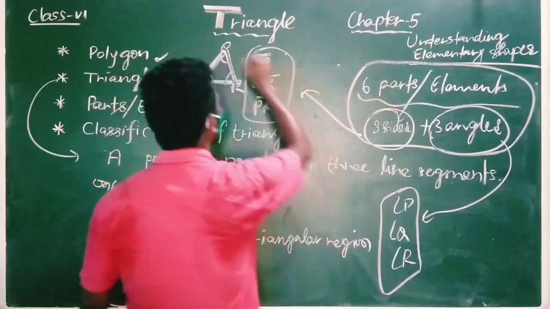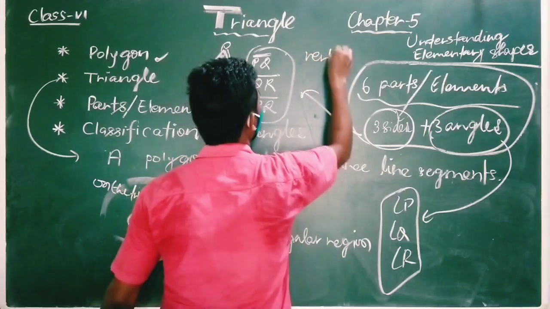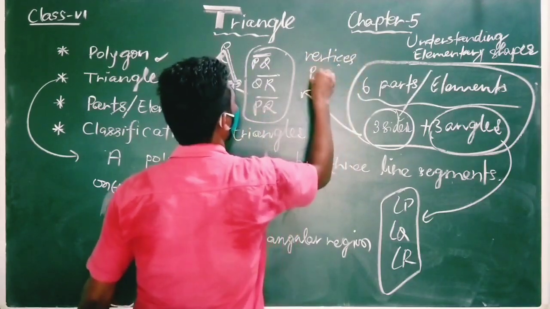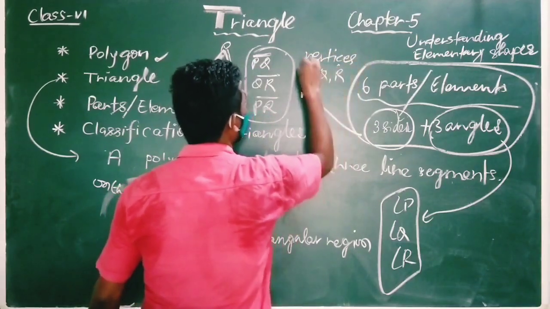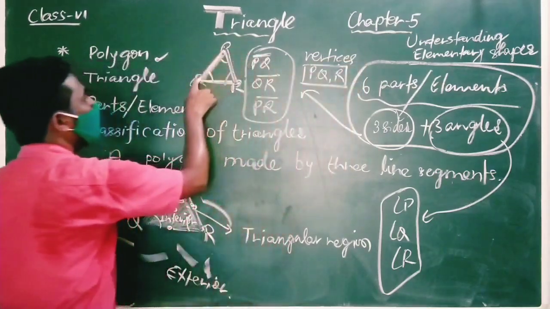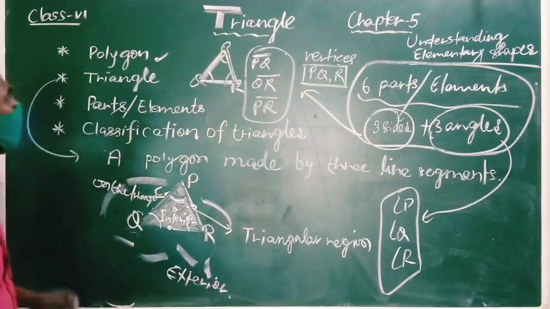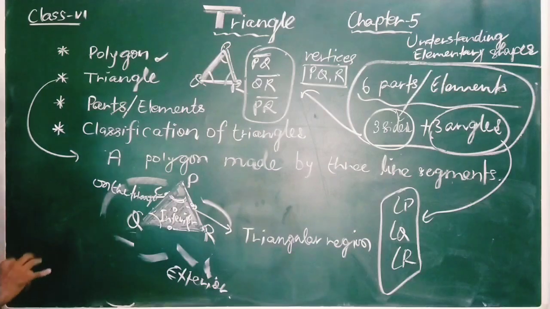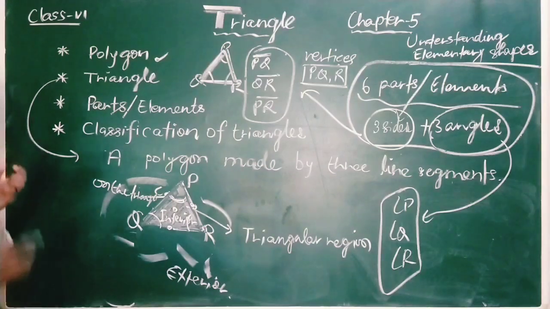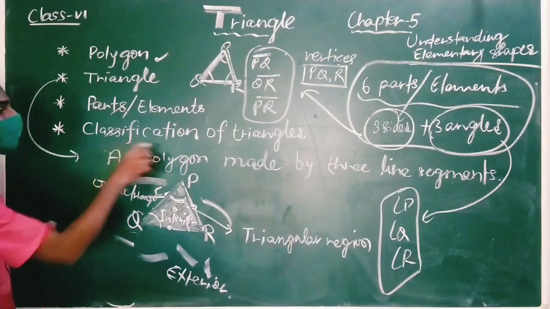Who are the three vertices? The three vertices are P, Q and R of the triangle. So these all are parts and elements. Thereafter we are going to talk about the main topic, that is classification of triangle.